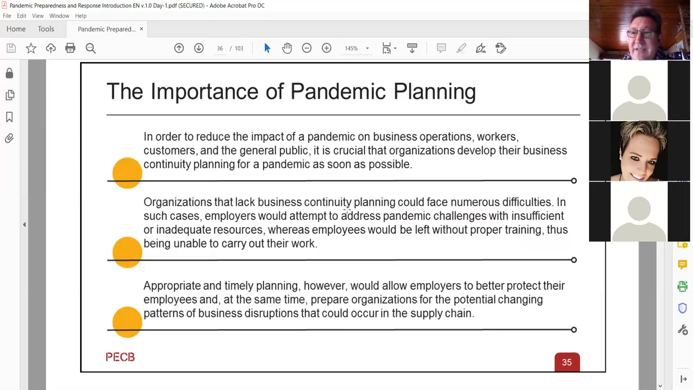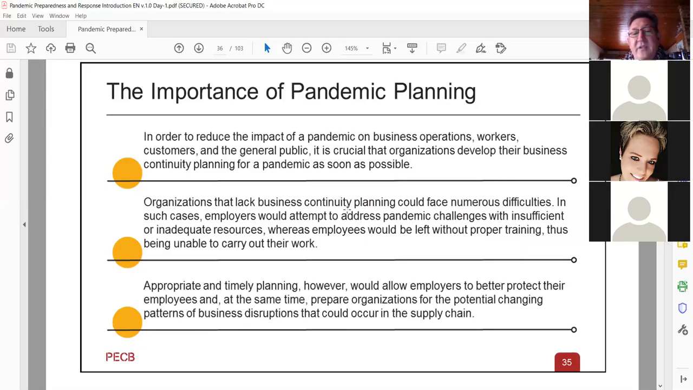Risk-bearing capacity is actually not only looking at the salaries that you have to pay. Every supplier that you need to pay that is on your books, you need to comply with that stakeholder agreement, because there's a service level agreement, and that service level agreement is implemented with a purpose of making sure that both parties are protected. Whereas employees would be left without proper training, thus being unable to carry out their work.